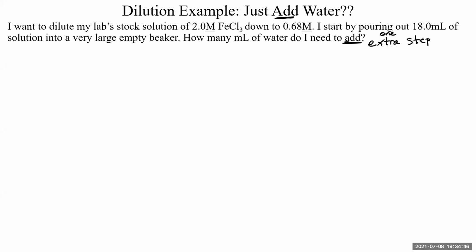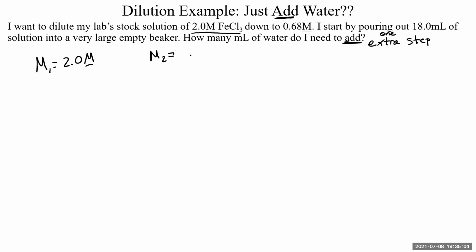So be careful. I want to dilute my lab stock solution of 2 molar ferric chloride. Okay, let's just start writing it down. My molarity 1 is 2 molar. So let's just write it down from the very beginning. Down to 0.68 molar. So that's my molarity 2.